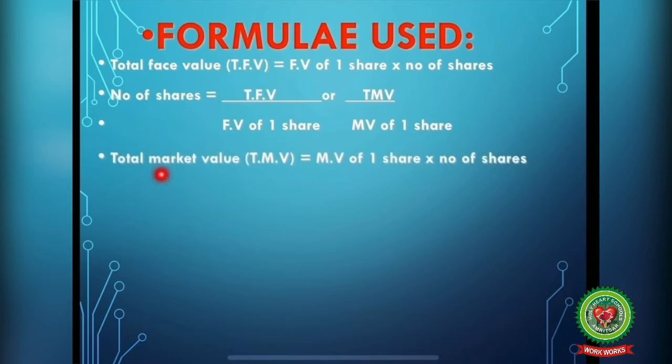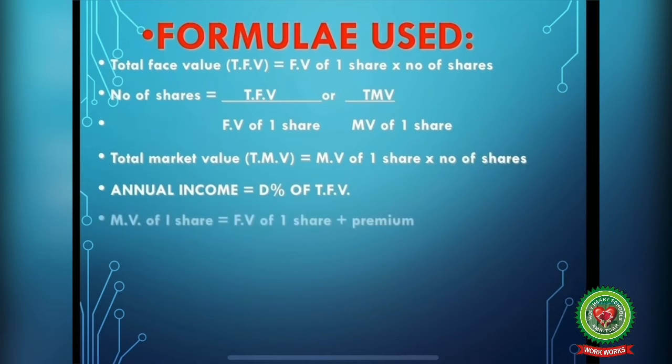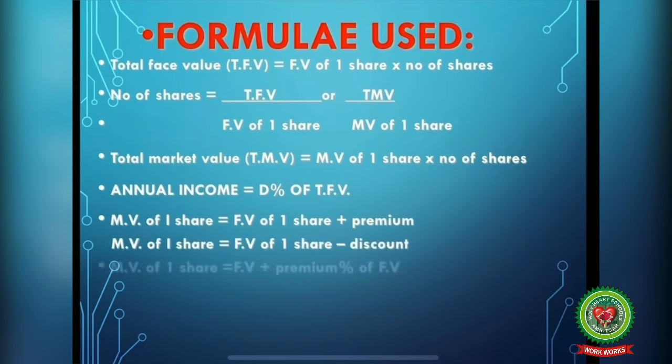Total market value, that is TMV, is equal to market value of one share into number of shares. Annual income is equal to dividend percent of total face value, that is D% of TFV. Then how are we going to calculate the market value of one share? For that, we have four different formulas.